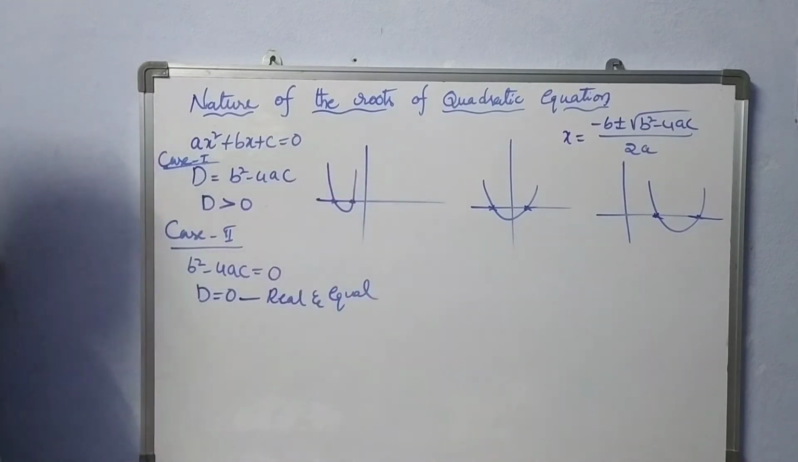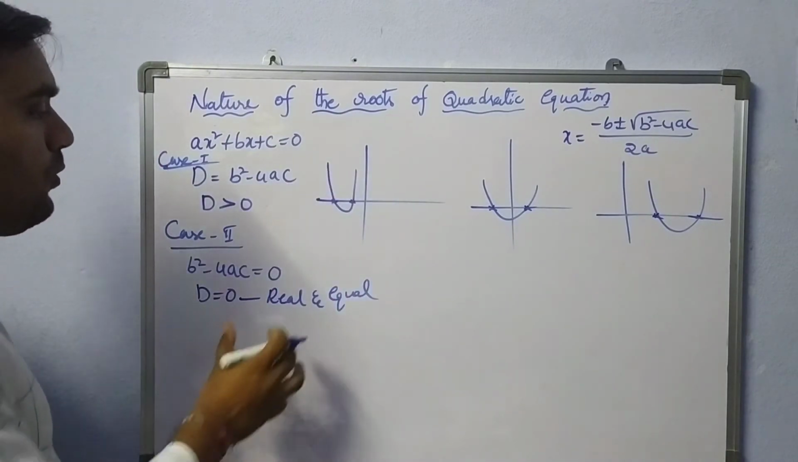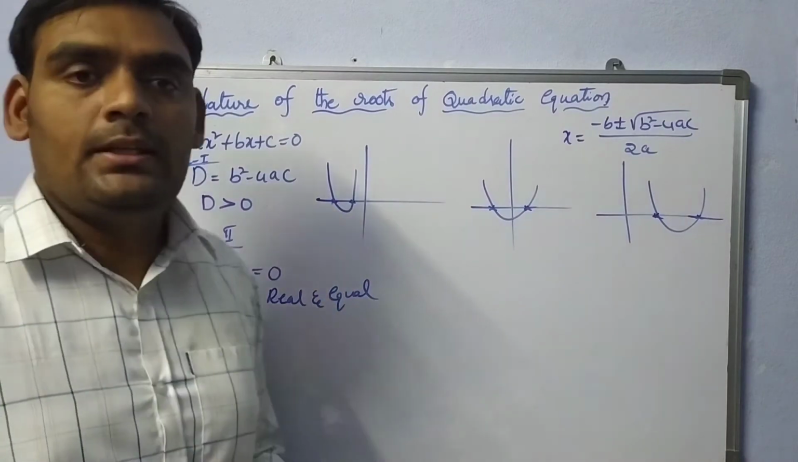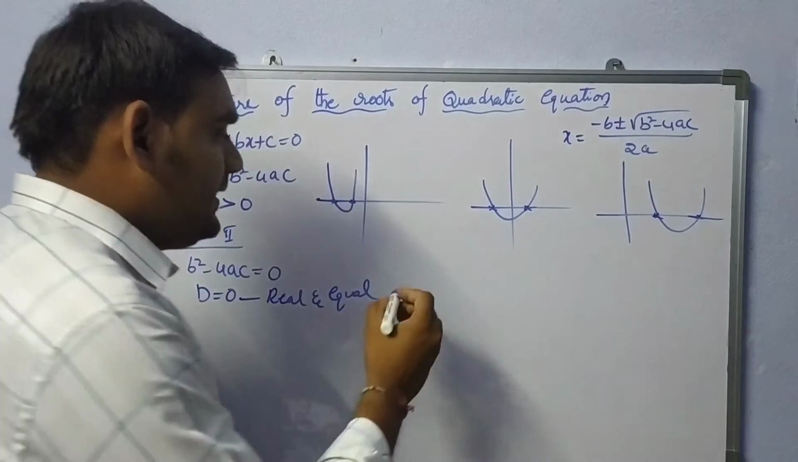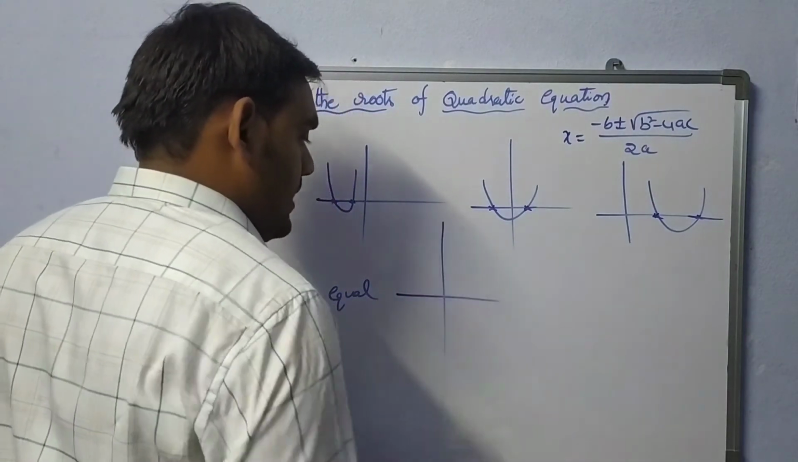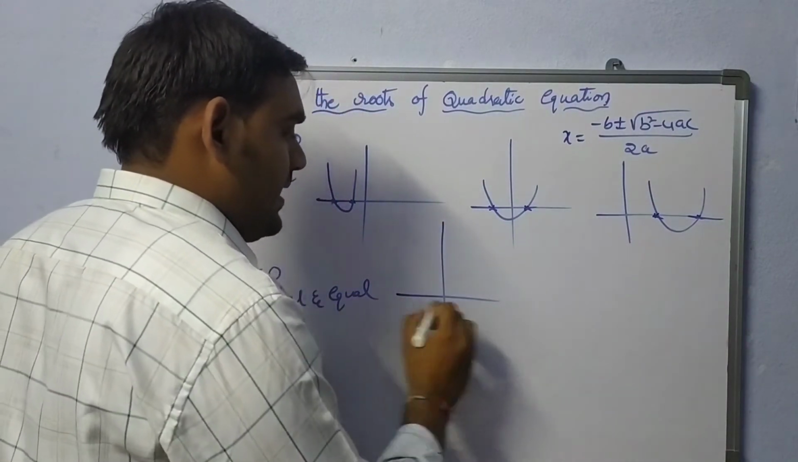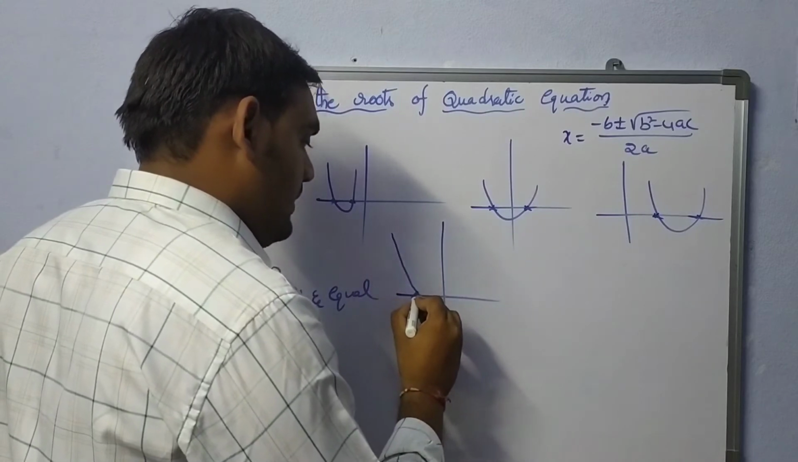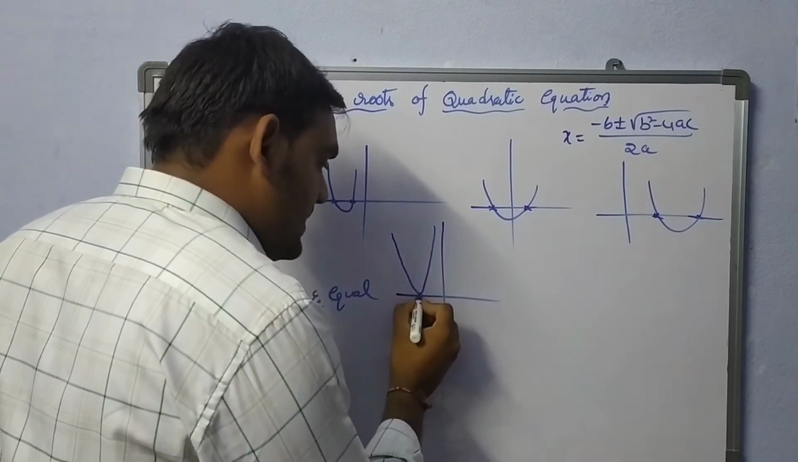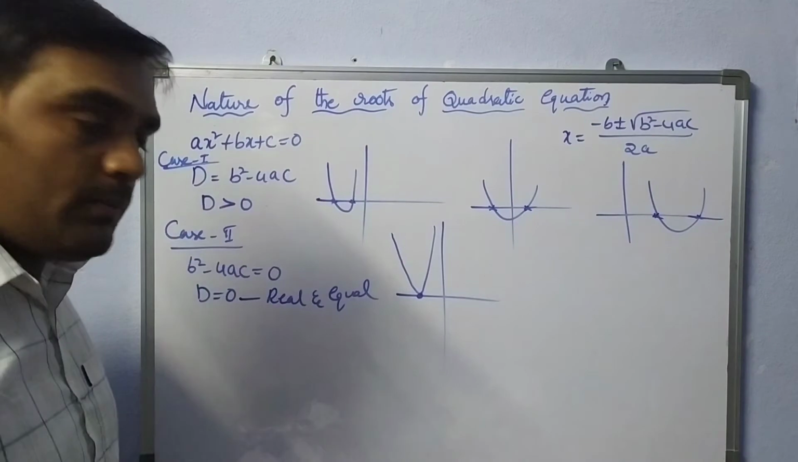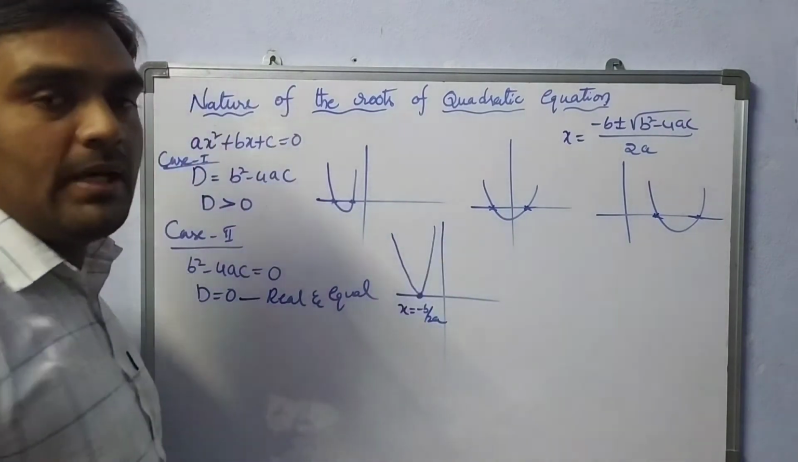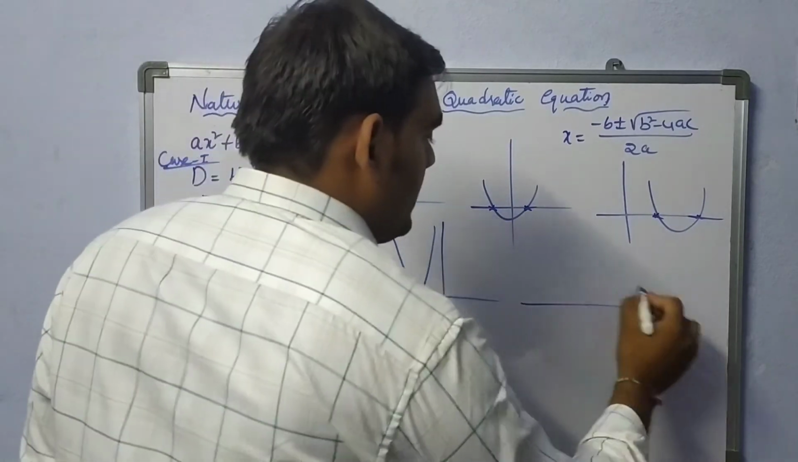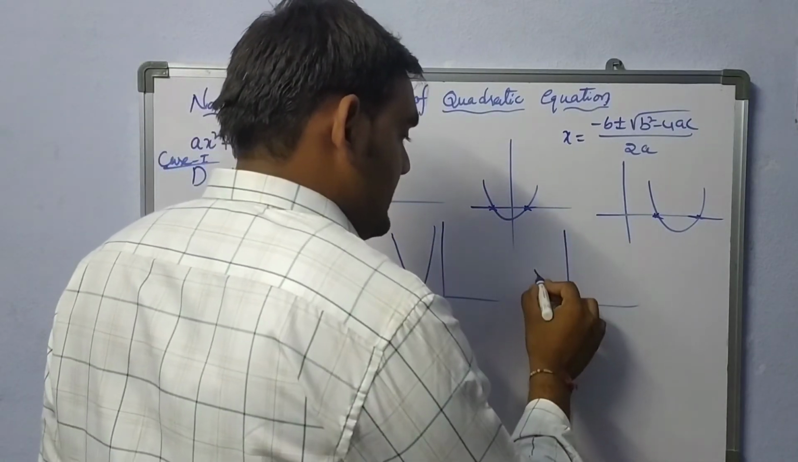Next, what is the graph of the quadratic equation when the discriminant is equal to 0? This is the y-axis and this is the x-axis. The graph will be like this. It touches the x-axis at only one point, that is x is equal to minus b by 2a.